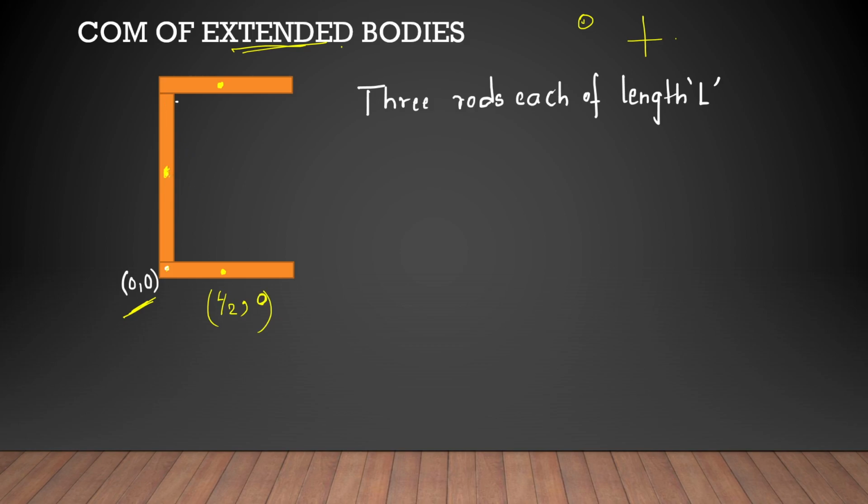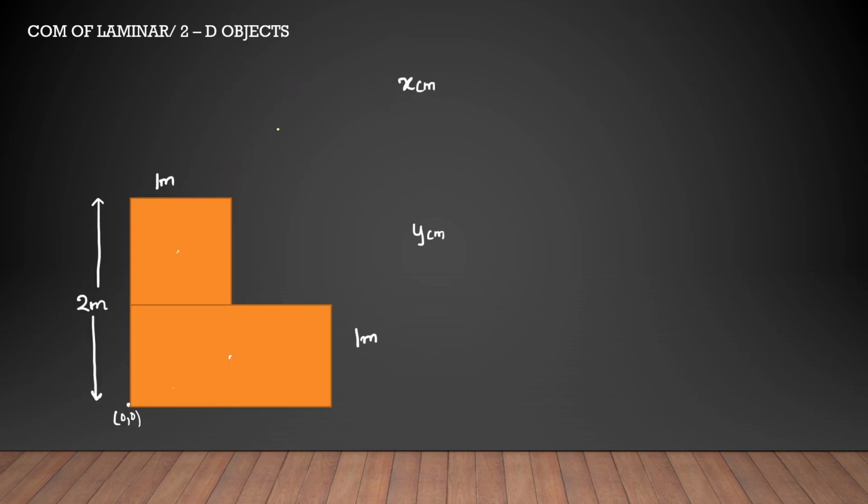Then the coordinates of this point: this point is 0 on the x-axis, but on the y-axis it is at a distance L by 2. This point again, on the x-axis it is at a distance L by 2, and on the y-axis, with respect to the origin, it is at a distance L. The length of each rod is given as L.